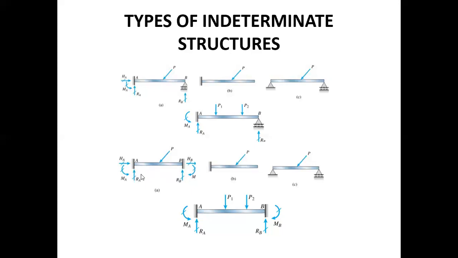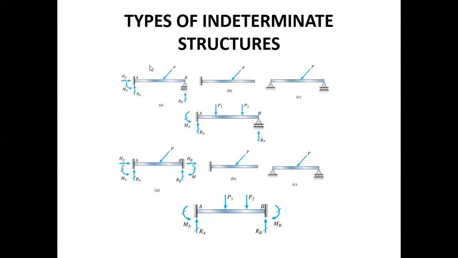Similarly, here also we can convert this structure to a determinate structure by eliminating this end. So this will become a cantilever beam. Similarly, in this case we have already seen that by eliminating this support, it has become a cantilever beam. Here also, if we eliminate this support at point B, this will become a cantilever beam. Or we can substitute support A with a hinge support, and the structure will become a simply supported beam.